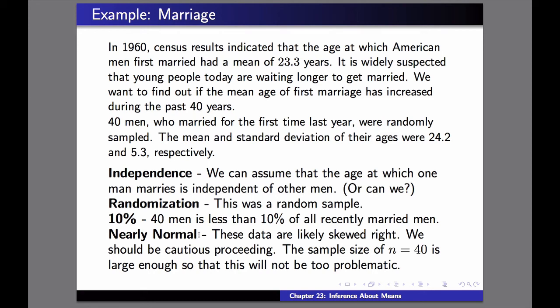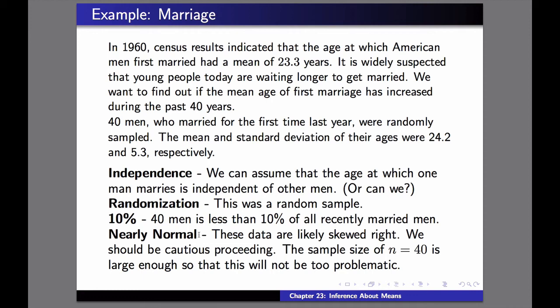And we want to make sure that our data are nearly normal. But if you think about this problem, these data are likely skewed right. People who get married young probably don't get married younger than 18, for example. Very few men are going to get married younger than the age of 18, and so that puts a hard limit on the left-hand side there. But some men are getting married older and older, in their late 20s, on into their 30s, or even later. So it can get dragged out to the right. So these data are likely skewed right.